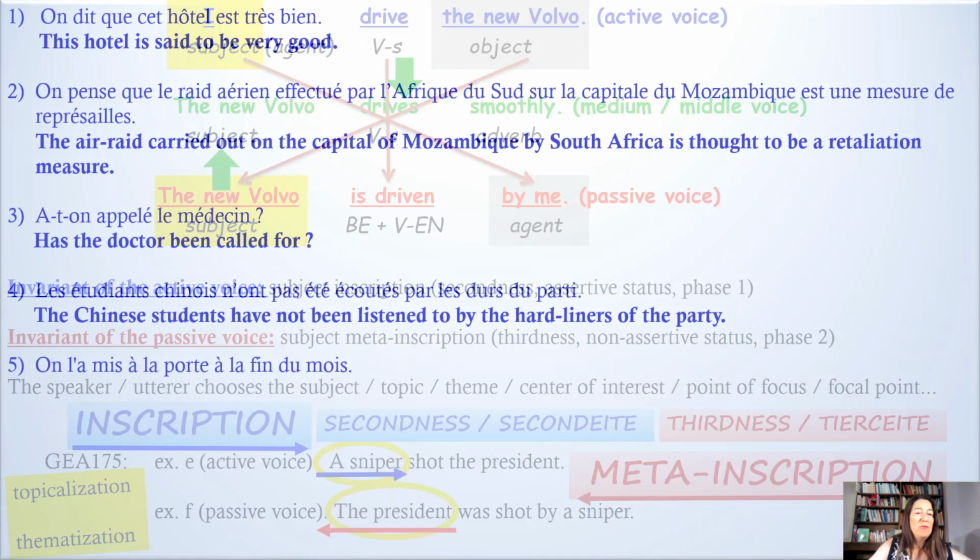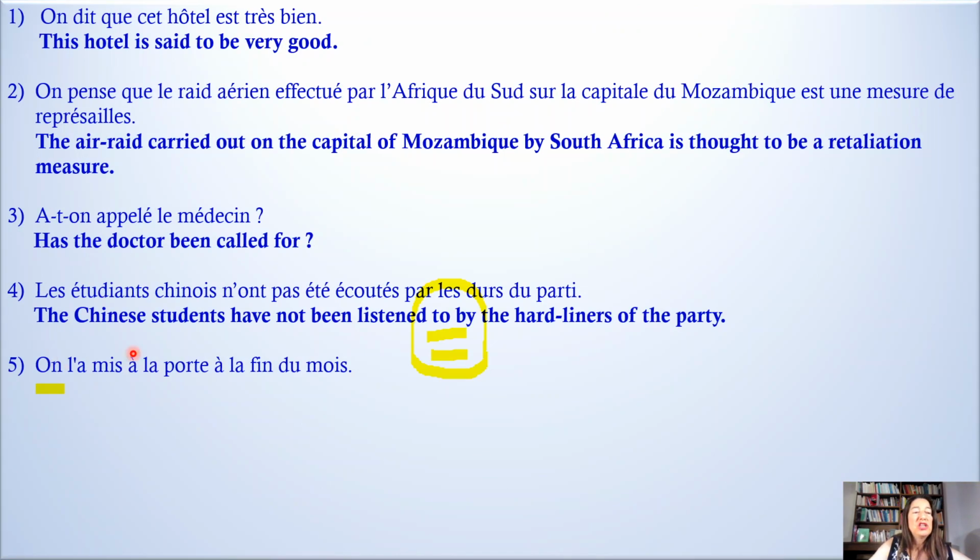So in sentence number four, the translation is going to be: the Chinese students have not been listened to by the hardliners of the party. And in this case, again, you listen to somebody. To is a preposition. Listen to is a prepositional verb. In other words, it is an indirect transitive verb. And therefore, the preposition is absolutely necessary in the passive voice sentence. So that's one of the difficult points that we have highlighted in the video on the passive voice.